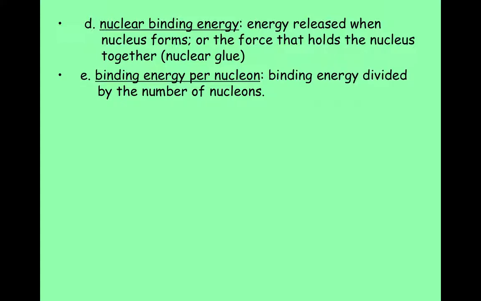A couple other definitions here. The nuclear binding energy is the energy released when the nucleus forms, or the force that holds the nucleus together. And the binding energy per nucleon is the binding energy divided by the number of nucleons.